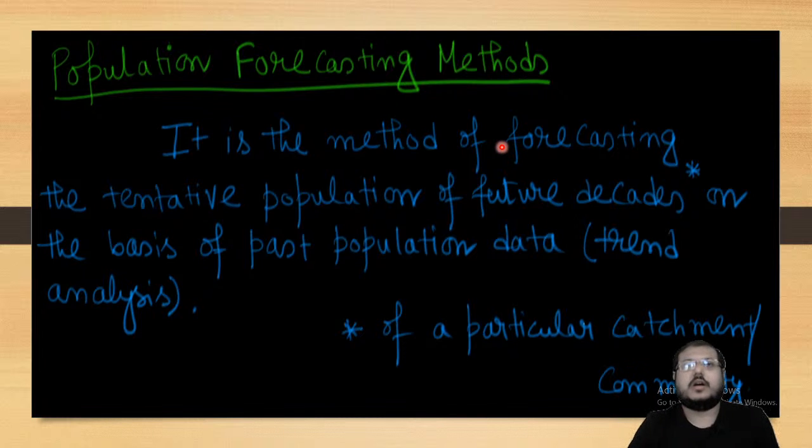It is the method of forecasting the tentative population of future decades on the basis of past population data. It's called as trend analysis of particular catchment or community. So on the basis of past data, उसका ट्रेंड कैसा है, उसका वो कैसा सिटी है, उसका क्या है, वो सारे चीज को समझने के लिए और पास्ट डेटा के ऊपर स्टैटिस्टिकल एनालिसिस करते हुए भविष्य का पॉपुलेशन बताना, ये जो है इसको कहते हैं पॉपुलेशन फोरकास्टिंग मेथड.